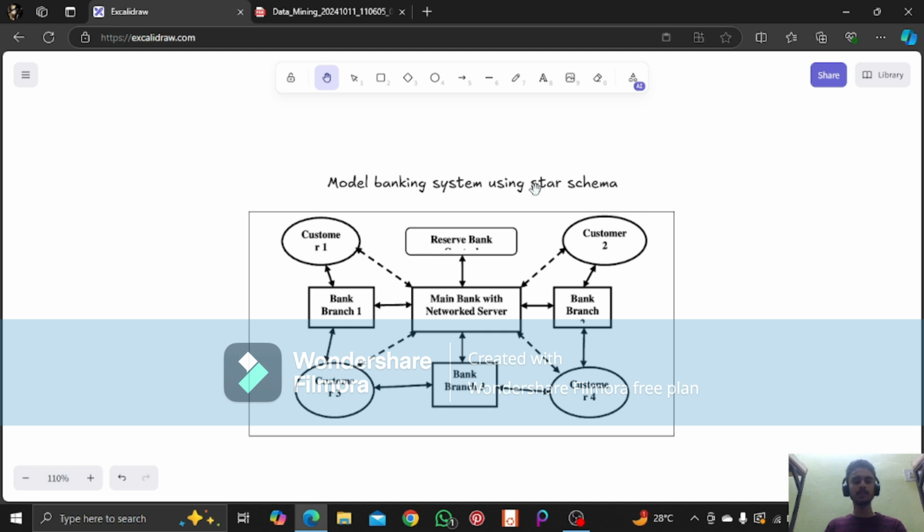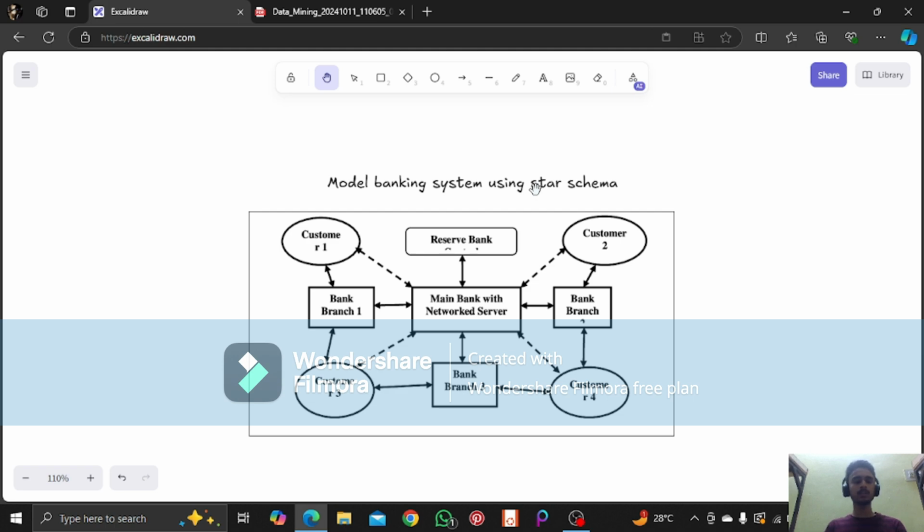So basically, a model banking system uses a star schema, which is a type of data warehouse design used for analytics and reporting in the banking sector. The star schema organizes data into fact and dimension tables, allowing for efficient query performance and easy data analysis. It is often used to model transactional and historical data while providing insights into customer behavior, loan performance, account transactions, etc. So now let's talk about the components of the star schema.